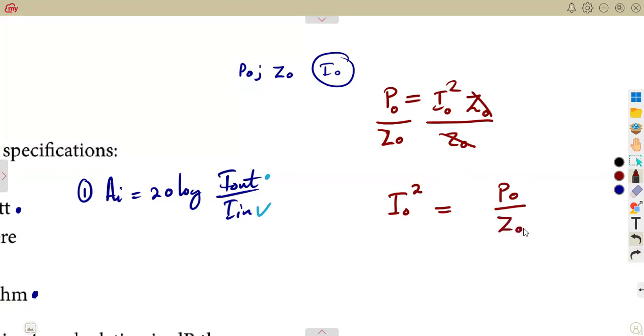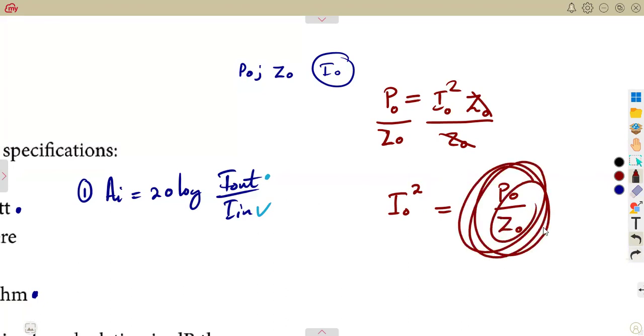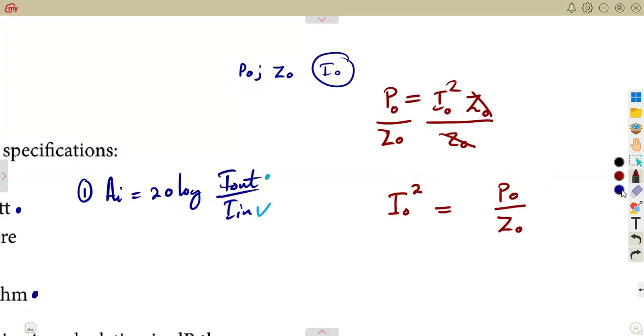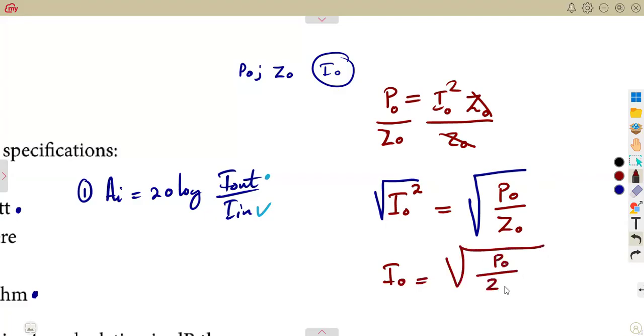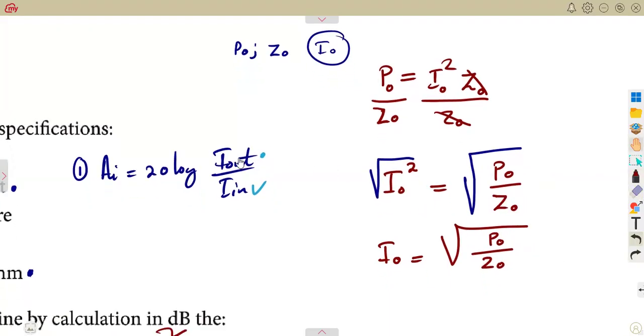There they made a mistake of using this formula as it is. No, we are supposed to remove the 2. And how do you remove a 2? You introduce the square root. So it's supposed to be the square root on both sides. So I out is going to be the square root of P out over Z out. If you are using this Hands-On textbook, I want you to just make corrections on that part, on the calculation of this current.